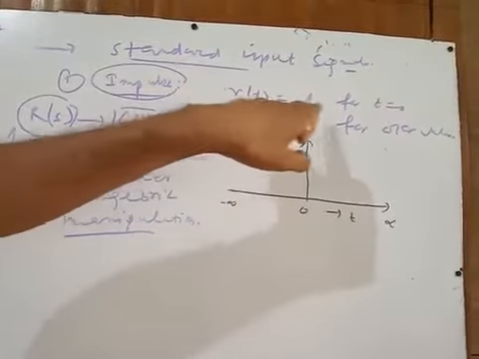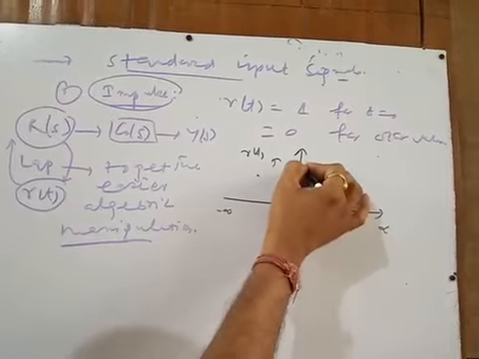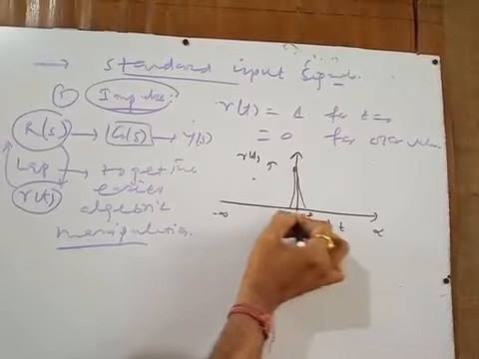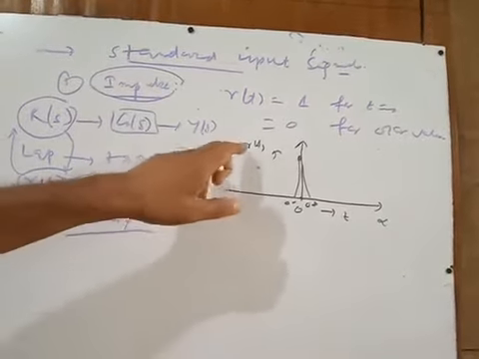See, r(t) is equal to 1 for t is equal to 0. That means at t is equal to 0 only, you will be having some value. This is 0 plus, 0 minus, and for the rest of the values of t, you will be having the value of r(t) is equal to 0.